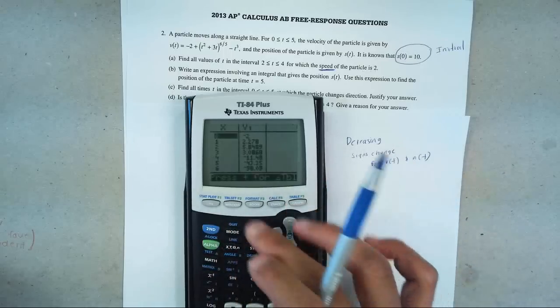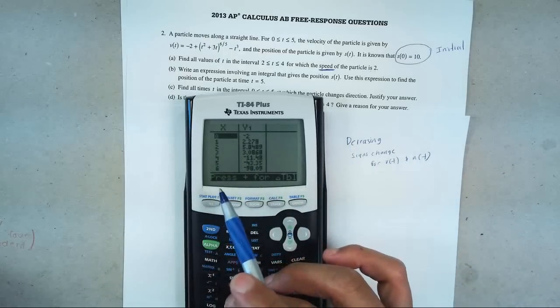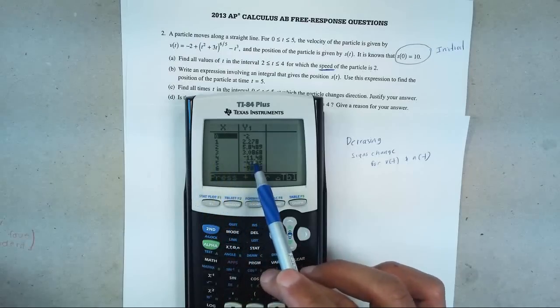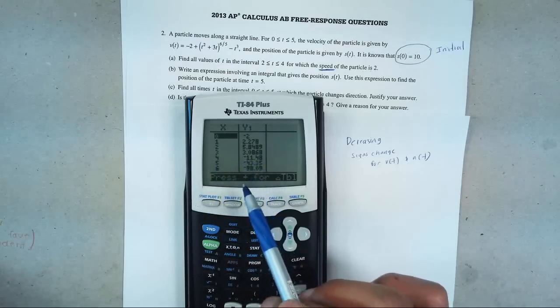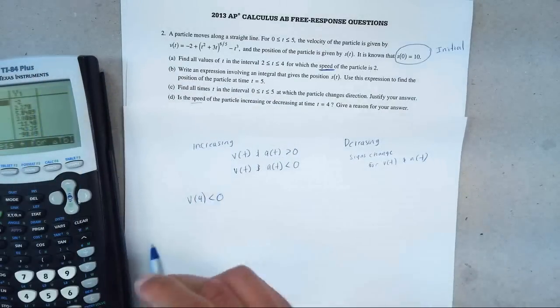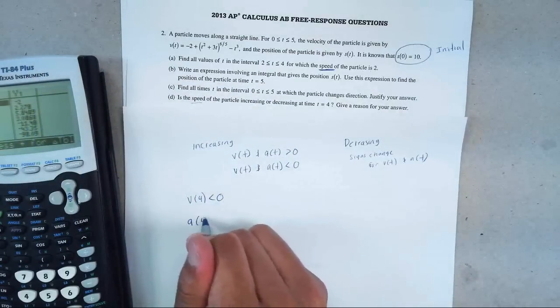But I could also do this. Second in table, you can look at all your tables and you can plug in numbers. If you look at 4, you have negative 11.48. That's definitely below the graph, so you know that your answer is negative. So v of 4 is less than 0, but then you also have to find a of 4.